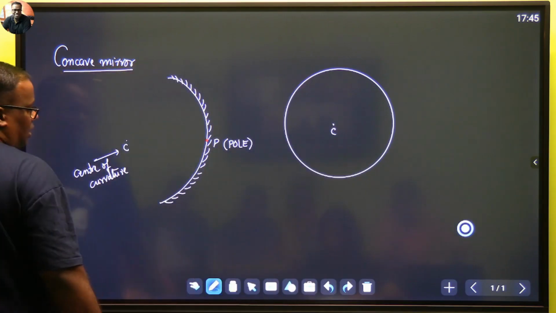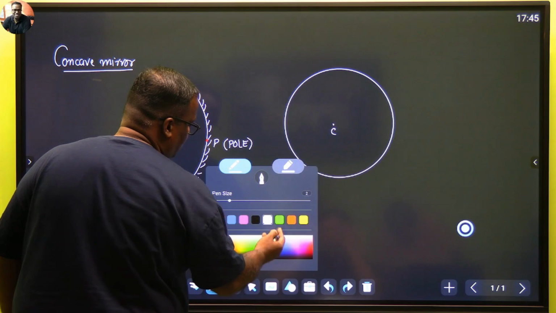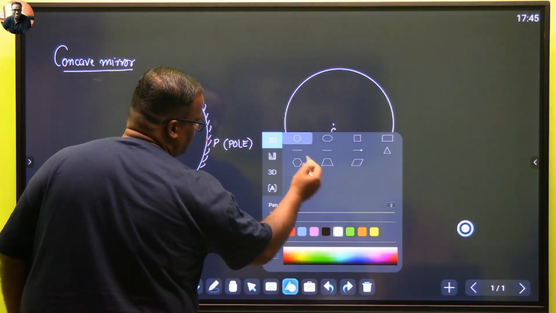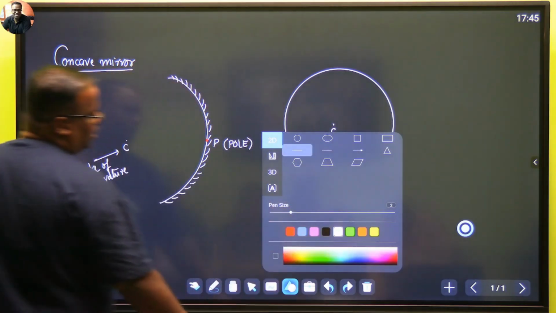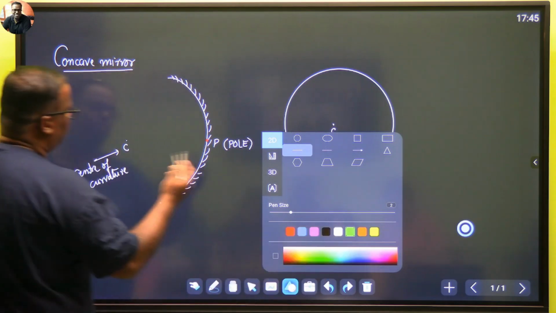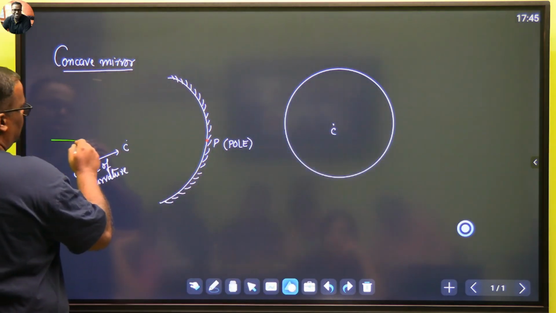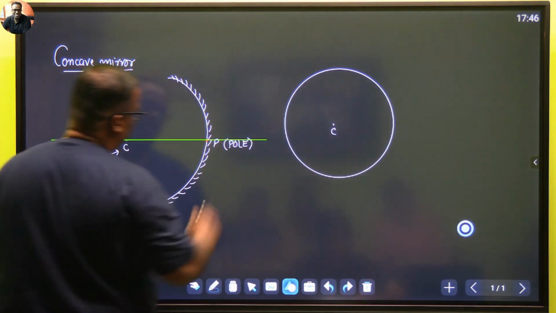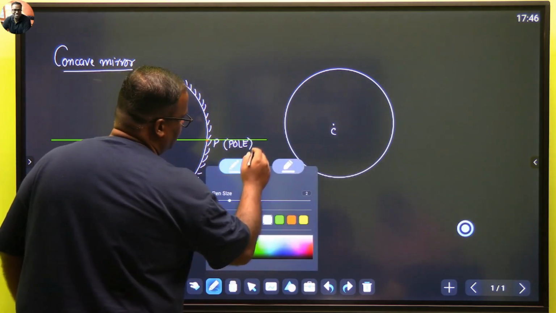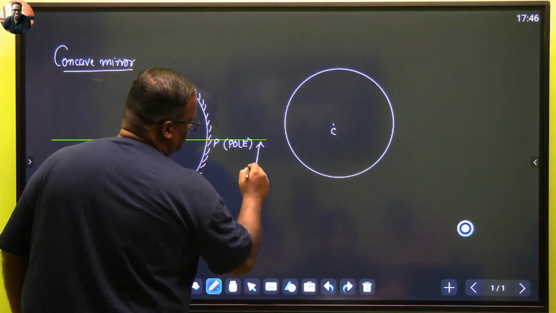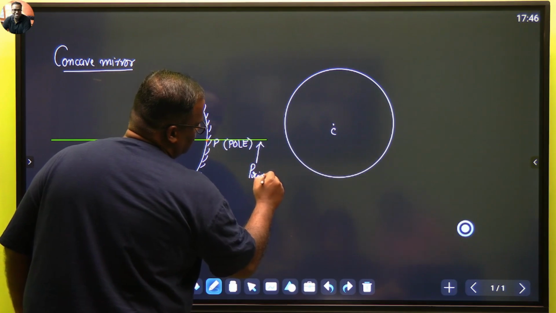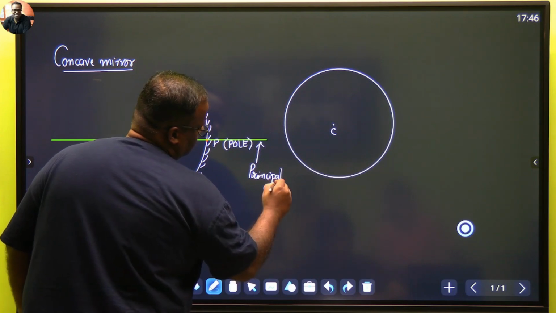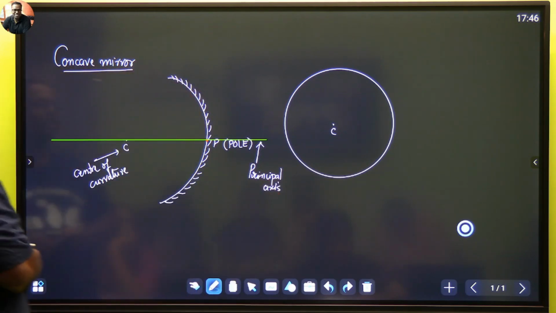Fine. Then we have a few imaginary axes. So we take our first imaginary axis, and it is the line joining the center of the mirror to the pole. Like this. And this will be known as my principal axis. Principal, P-R-I-N-C-I-P-A-L, not P-L-E, principal axis is the line joining the center and the pole.